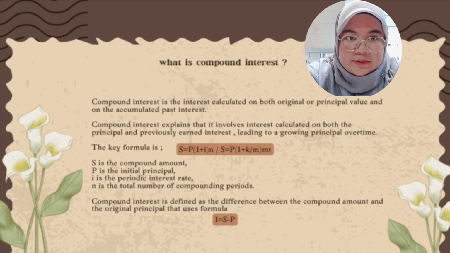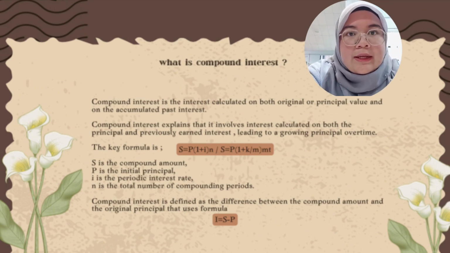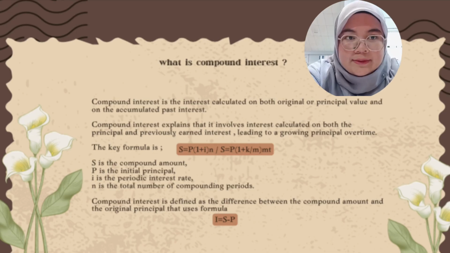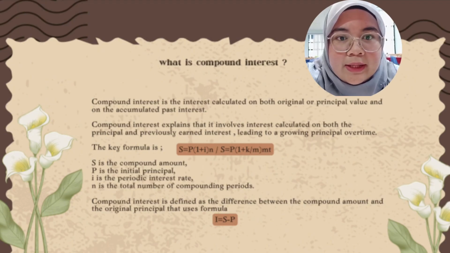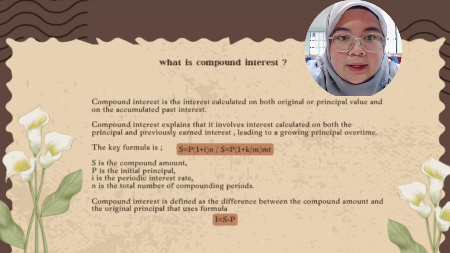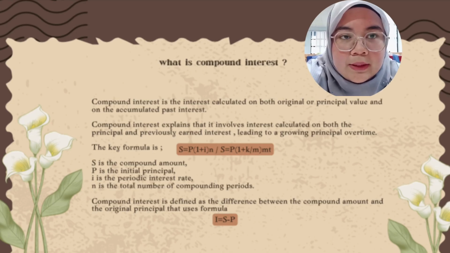Understand about compound interest. So, what is compound interest? Compound interest is the interest calculated on both the original or principal value and on the accumulated past interest. The key formula is S equals P(1 + i)^n, or we also could use S equals P(1 + k/m)^(mt).